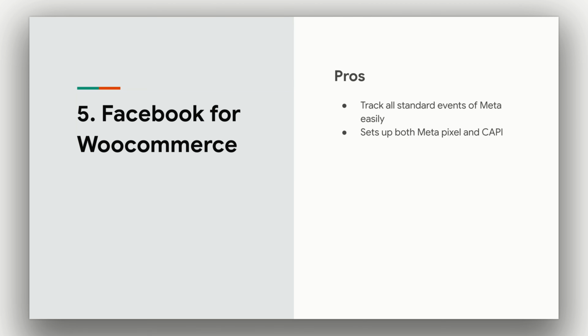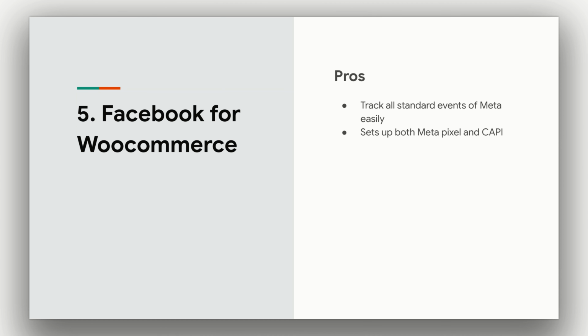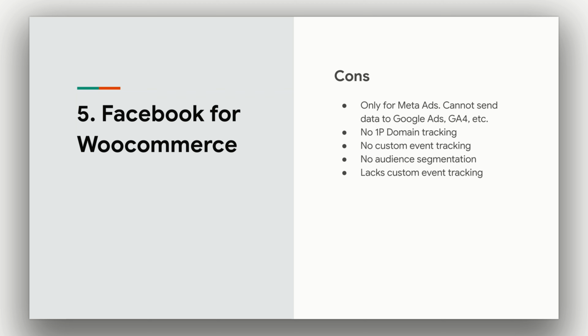However, we'll see the cons, but before that, the pros are that it tracks all the standard events that Meta has, because Meta itself created this plugin, so it will have all the standard events that you want to track, and it helps you set up both Meta Pixel and CAPI. Let's see the cons. The major con is it is available only for Meta Ads. You can send data only to Meta Ads. You cannot send the data to Google Ads, GA4, etc.